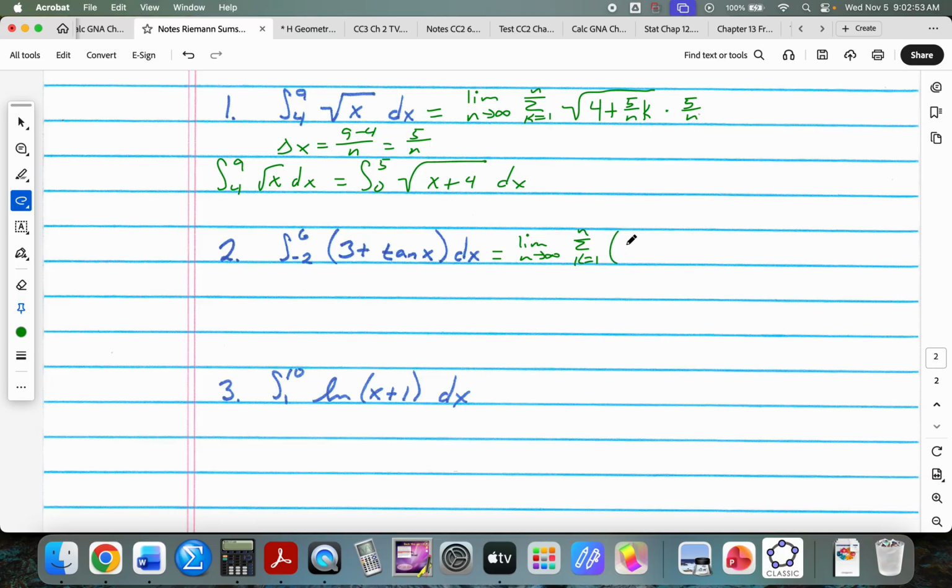of 3 plus, that 3 doesn't change because there's no x involved there, tangent of, all right, I'm starting at -2, plus my delta x is going to be 6 minus -2 over n, so that's 8 over n. So 8k over n. Got to close both of those parentheses, times 8 over n.